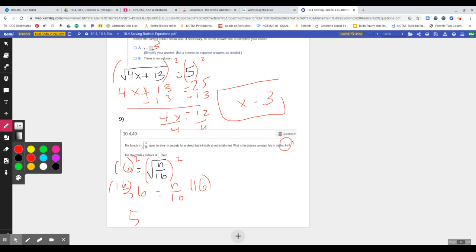Let me double check here. 576 equals n. So that answer is 576. Okay, so those are the type of problems you're going to be seeing for solving radical equations.